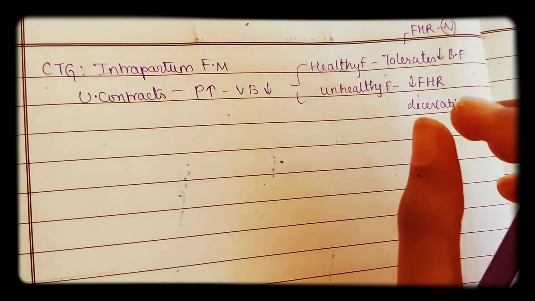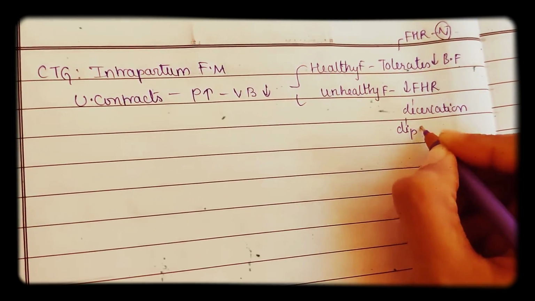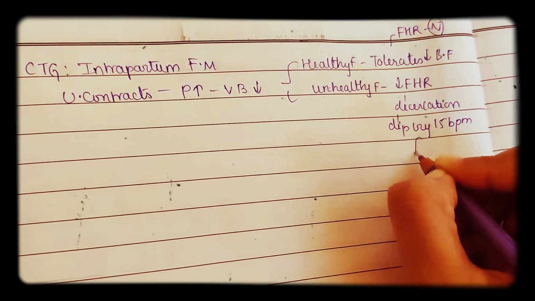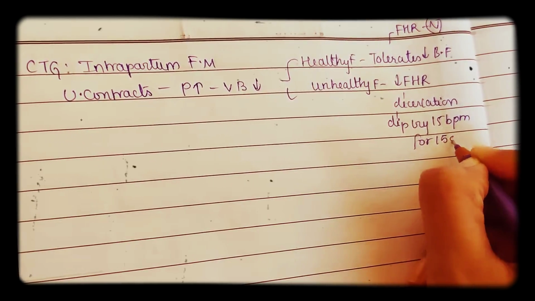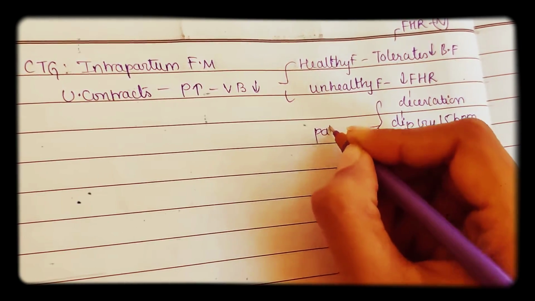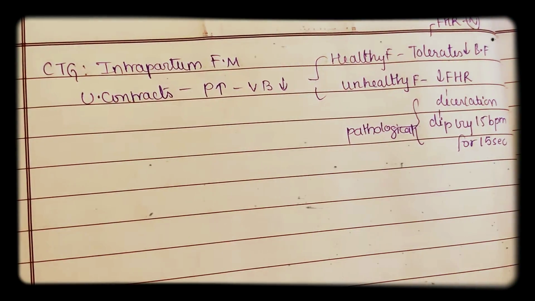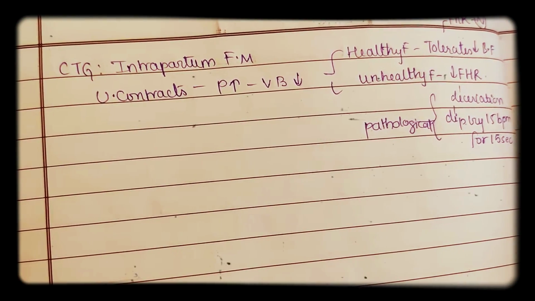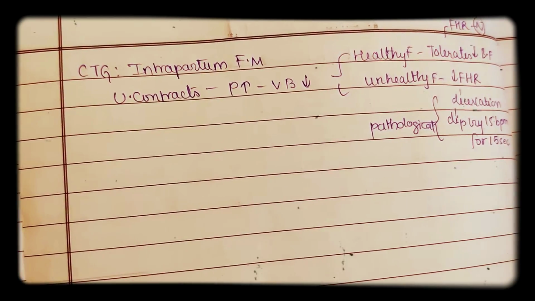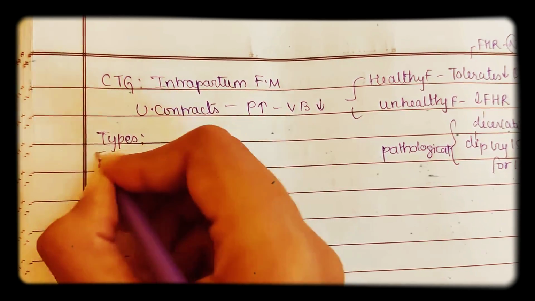Okay, so fetal heart rate deceleration is a dip. It is also called a dip by 15 beats per minute for 15 seconds, and it is mostly pathological. So this is considered to be pathological. Now let us understand this by means of a diagram. First we will see what the types of decelerations are, and next we'll understand this by diagrams. So what are the different types of decelerations?